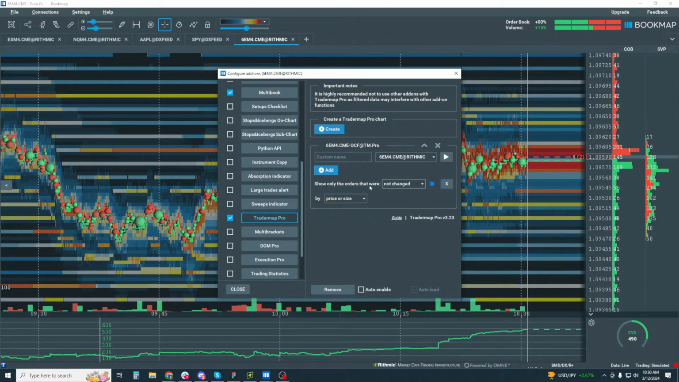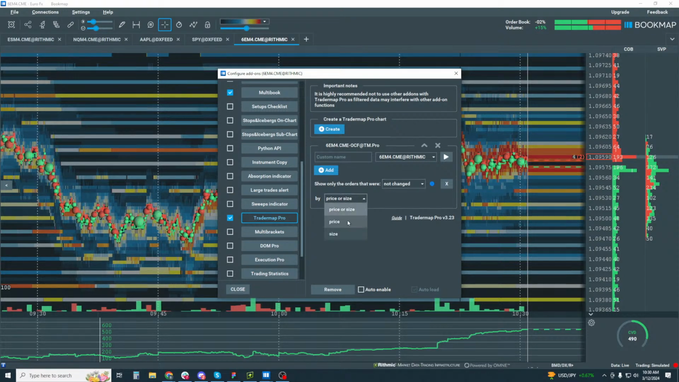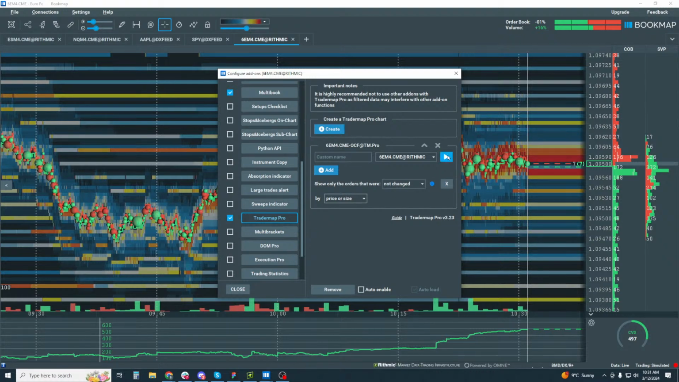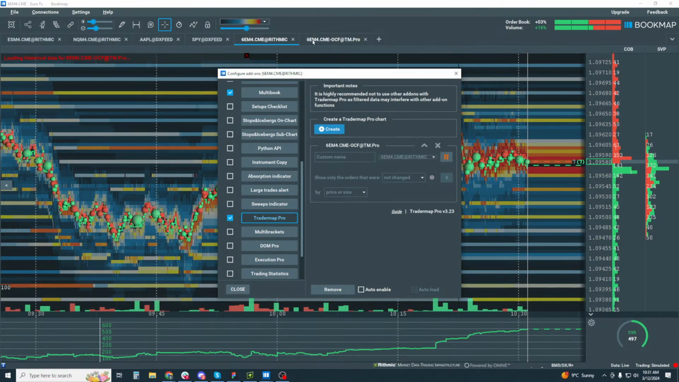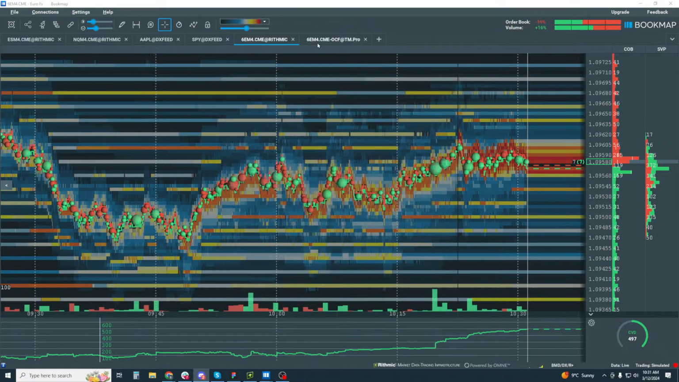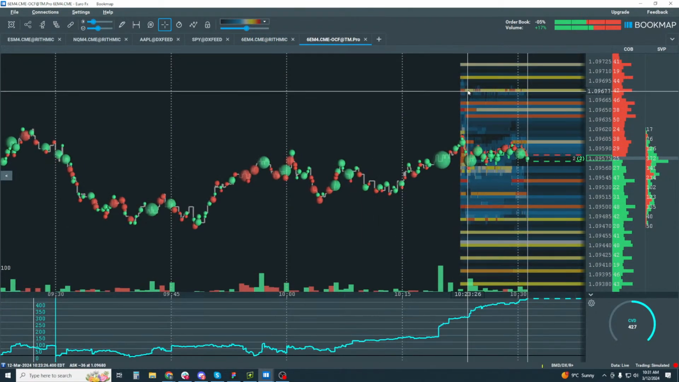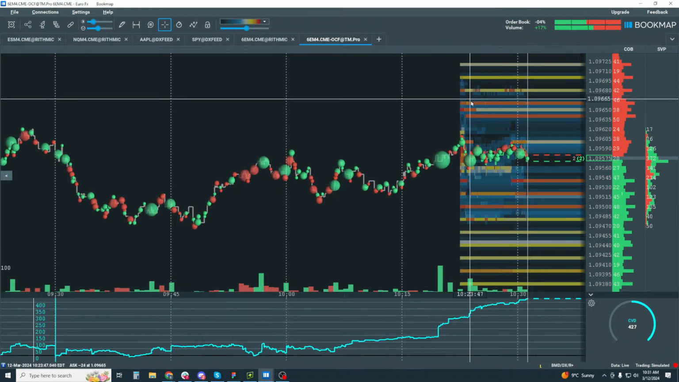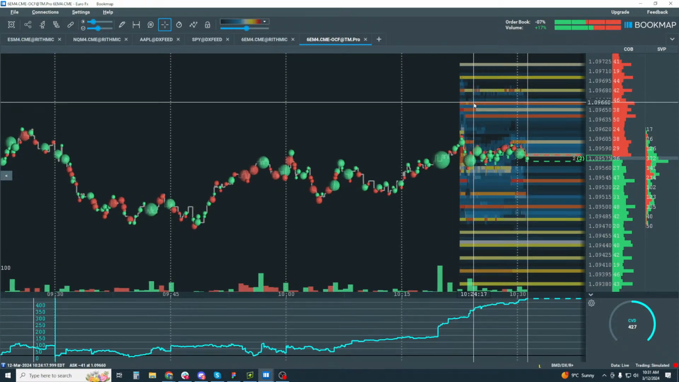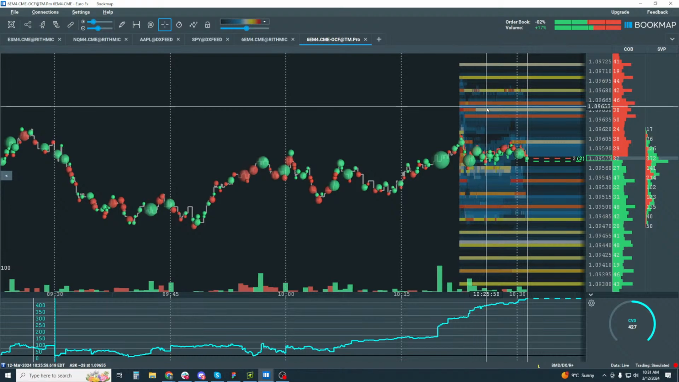So show orders that were not changed by price or size. Now you can click on this drop down and go by price or size or both. So it's up to you. We'll go with this one and we'll press play, and you can see what happens. It opens up a new instrument, a synthetic instrument here. And then we're going to look at that and see how much this helped us. Maybe it didn't help us much.